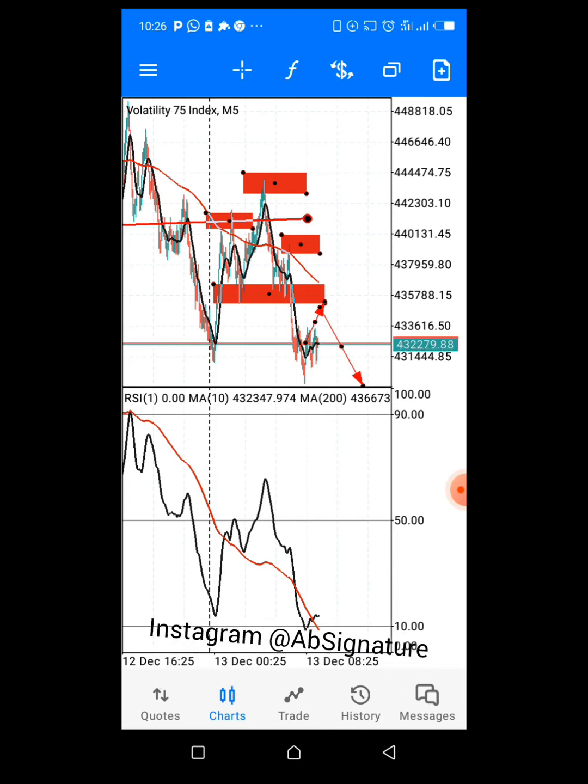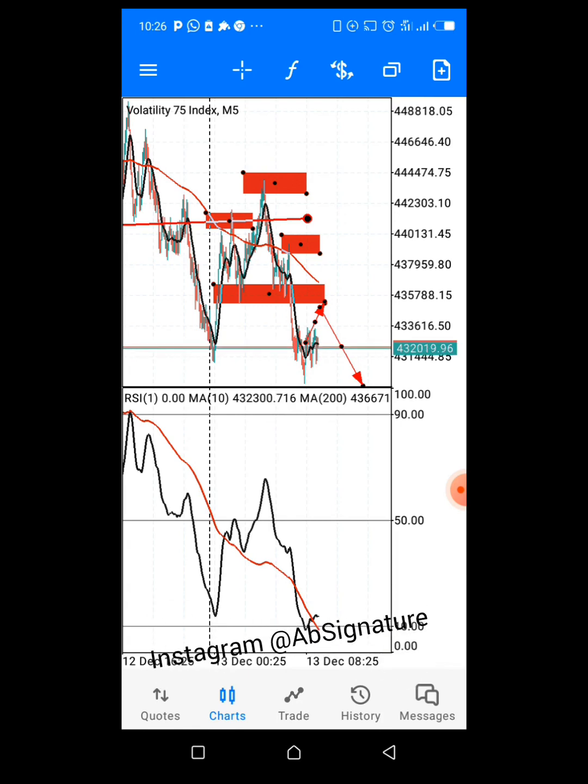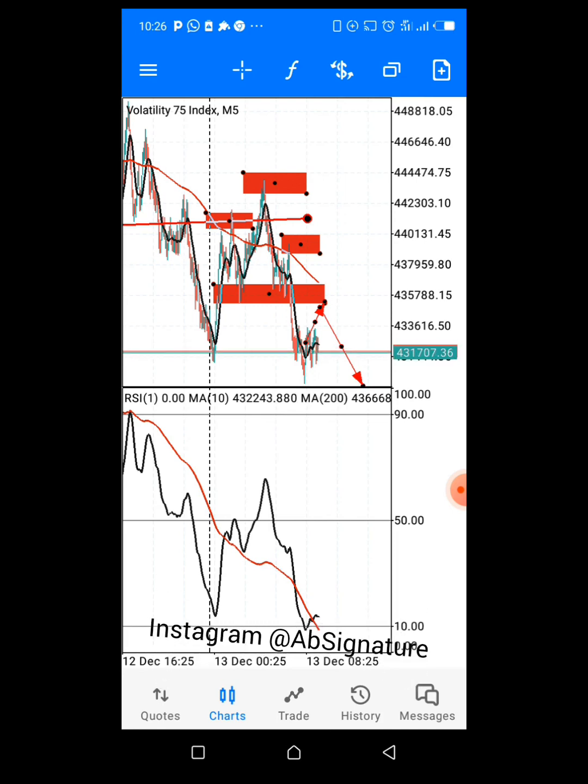That's why I said that if you have patience, you really win trading Volatility 75. You make money, because now you need to wait for this market to head to retest on the neckline before executing your trade.